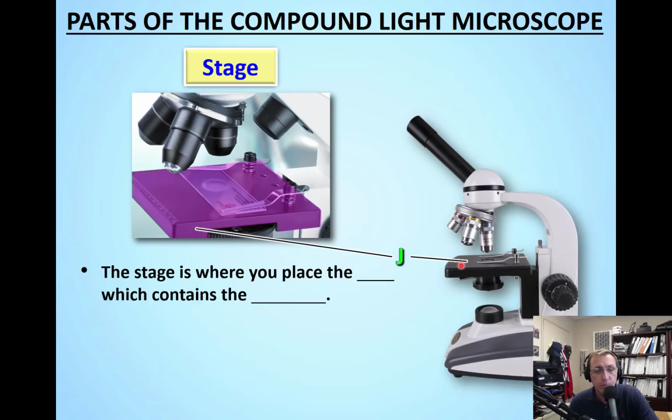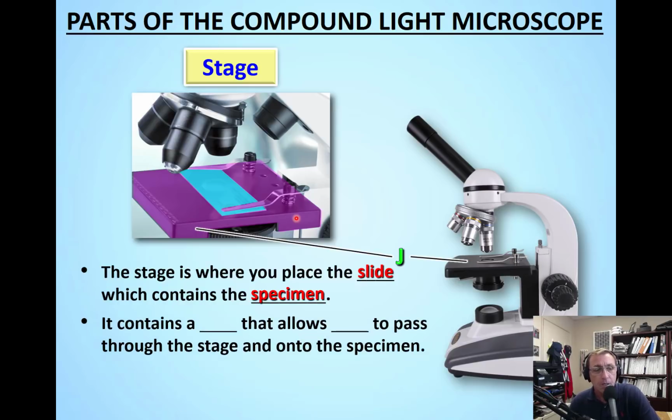The stage is where you place the blank, which contains the blank. And we've already said this too. It contains, oh, look, it's highlighting it over there in blue for you. Okay, it's the slide, which contains the specimen. All right, again, make sure you're spelling these correctly. Take your time, pause the video if you need to, but spell the stuff correctly and write it neatly, please, so that we can read it.